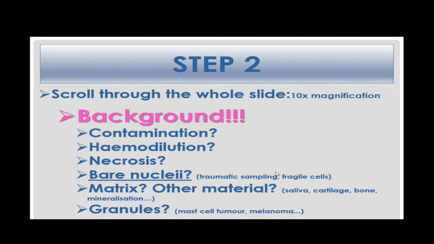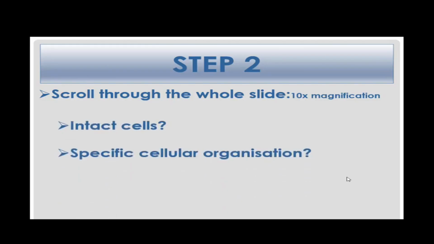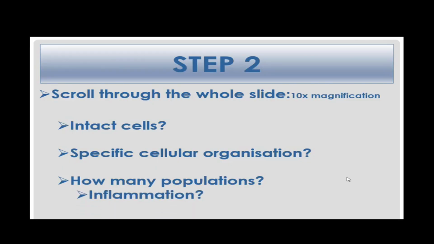Is there any contamination, hemodilution, necrosis, bare nuclei, matrix, or granules? It is also important to verify that you have intact cells. You will need to see if the cells are organised, and in what manner, which can give you an idea of their origin. You need to see how many cell populations are present. Do you have one single population or several? Is there inflammation present? Are the cells epithelial or mesenchymal? All this is important to note.